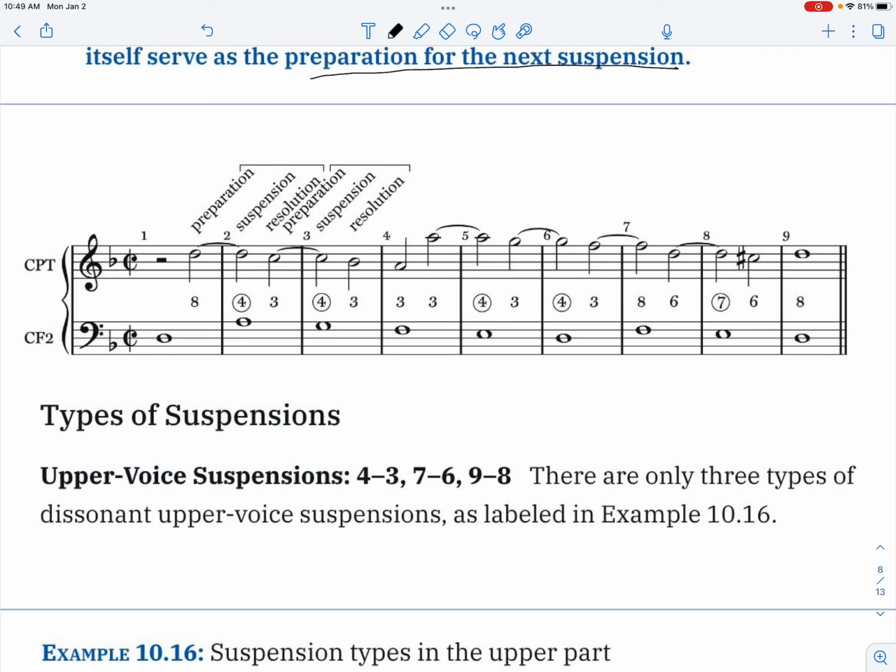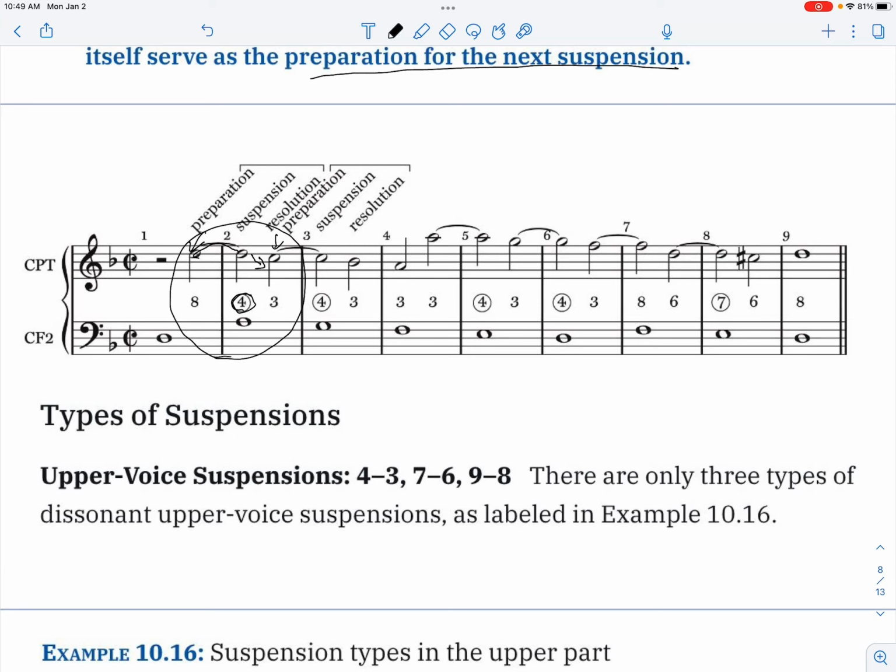So it's like a tension and release. If you look at this, there is the preparation for the consonance held over to the first beat of the next measure where the suspension is, and then it resolves by stepping down to another consonance, which is the resolution. So that's what suspension is.